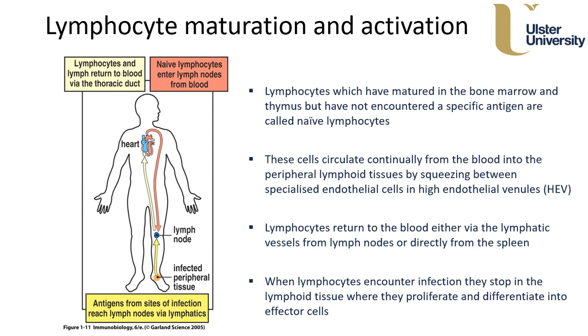So as I said before, a lymphocyte that has not encountered antigen is known as a naive lymphocyte. And only a small amount of lymphocytes are naive. The naive lymphocytes will circulate between the blood and the lymphatic system. And we'll talk about the lymphatic system soon. When a naive lymphocyte first encounters a pathogen, it stops in the lymphoid tissue and proliferates and differentiates into an effector cell. We will cover effector cells as well, also in another lecture.